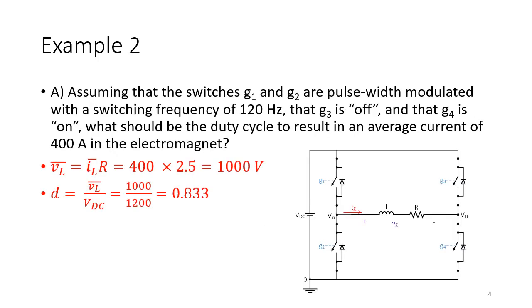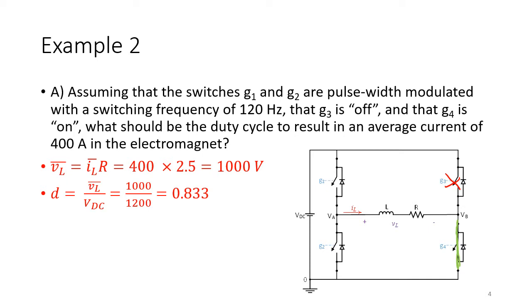Then in part A of the question, we solved last week, it assumes that switches G1 and G2 are pulse width modulated with a switching frequency of 120 Hz, G3 is off, meaning G3 here is off, and G4 is on, meaning like this. What should be the duty cycle to result in an average current of 400 ampere in the electromagnet?